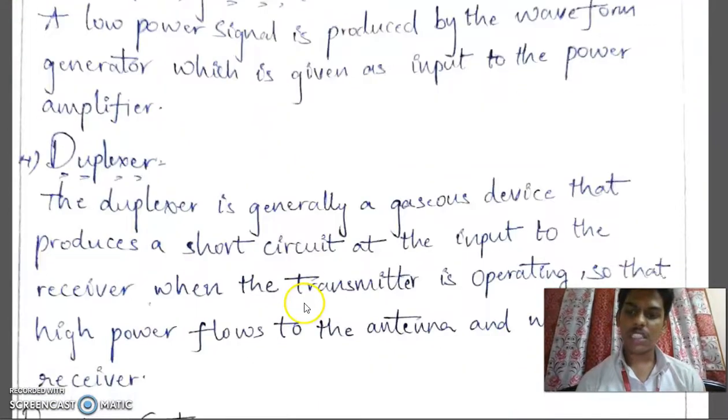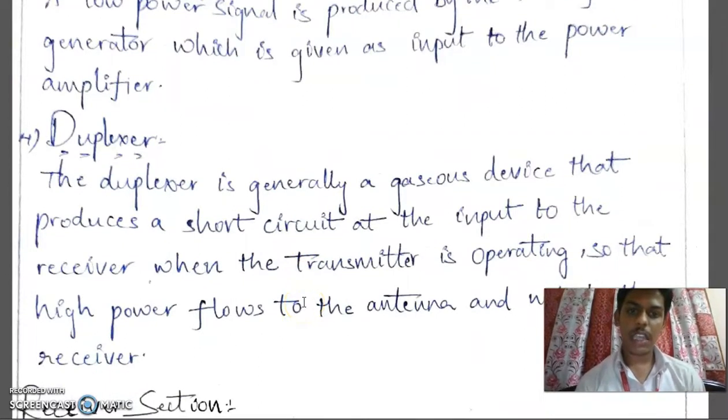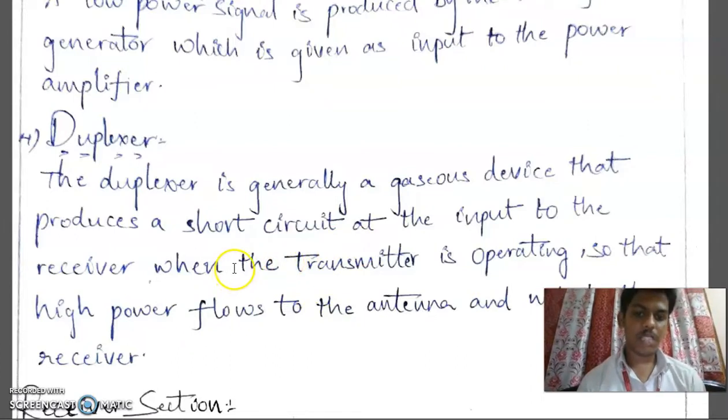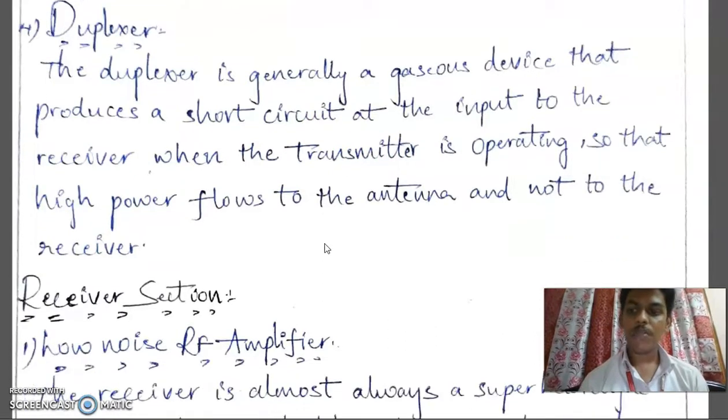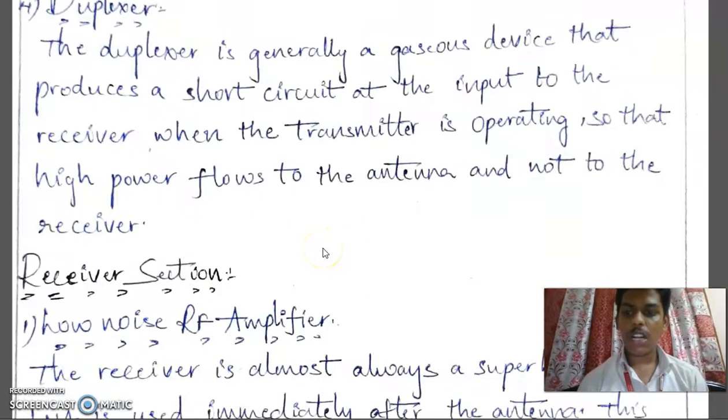Next, coming to the duplexer. The duplexer can be used for the transmitter or the receiver on a time sharing basis. A duplexer is a gaseous device that produces a short circuit at the input to the receiver when the transmitter is operating, and it produces a short circuit at the input to the transmitter when the receiver is operating, so that the high power flows only to the transmitter or the receiver. This is about the transmitter section.